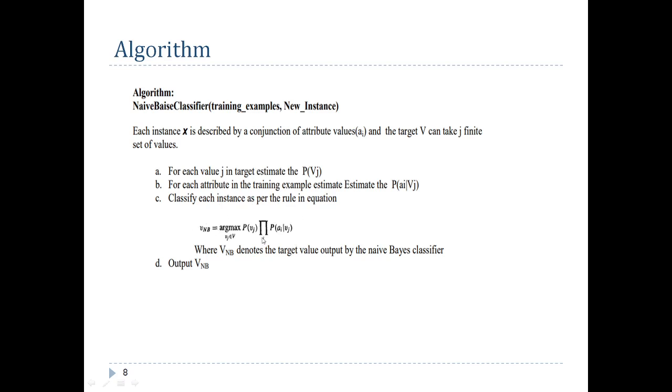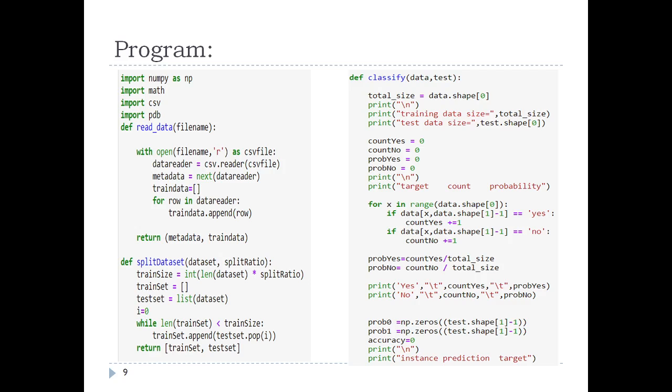The class having the highest probability value is nothing but V, which, based on naive Bayes, denotes the target value output by the naive Bayes classifier. That target value is the class the new instance or test data belongs to, and it will be returned by this classifier. So that will be the class to which that new instance belongs. So this is the program we implemented for the 5th lab program. This is the implementation part.